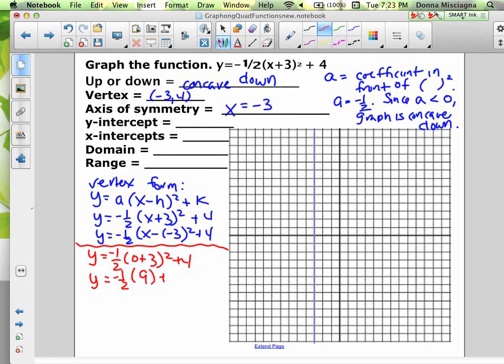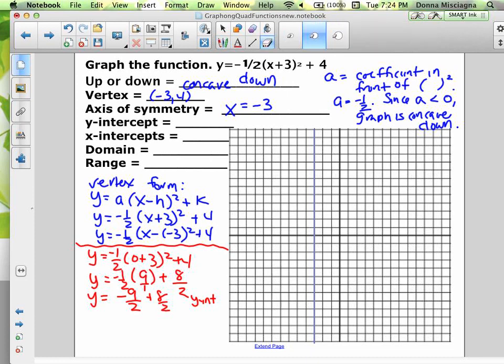I'm going to change that 4 to halves, because eventually, to be able to add these together, I'm going to have to change that 4 to 8 halves. If you divide 8 by 2, you get 4, so 8 halves is the same as 4. Now we'll multiply. So y equals -9 halves, because that's technically 1 as our denominator under an integer, plus 8 halves. So that means our y-intercept, y equals -1/2. So our y-intercept is 0, -1/2.